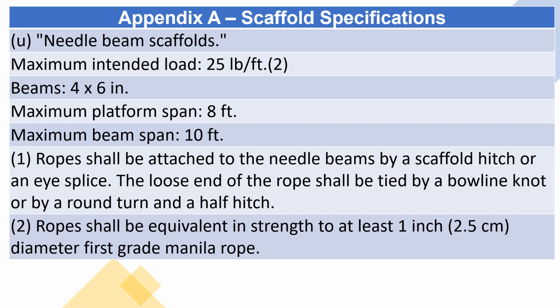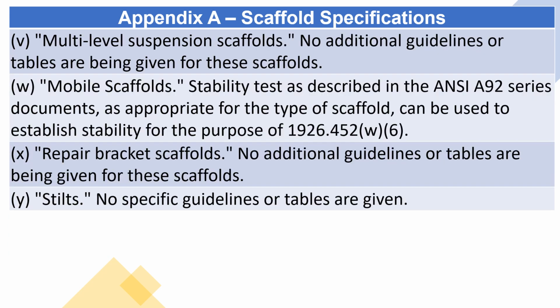V. Multi-level suspension scaffolds. No additional guidelines or tables are being given for these scaffolds. W. Mobile scaffolds. Stability test as described in the ANSI A92 series documents, as appropriate for the type of scaffold, can be used to establish stability for the purpose of 1926.452, W6. X. Repair bracket scaffolds. No additional guidelines or tables are being given for these scaffolds. Y. Stilts. No specific guidelines or tables are given.